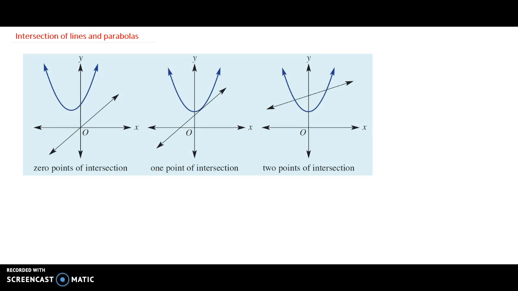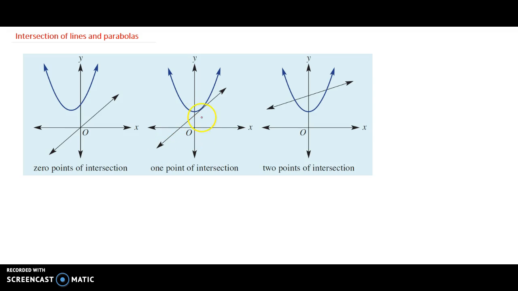This lesson we'll be looking at the intersection of lines and parabolas. Now there are three different cases of how a line can intersect a parabola. Firstly, we can have 0 points of intersection, so the line actually does not touch the parabola at all, as you can see on this number plane here. Next, we can have 1 point of intersection.